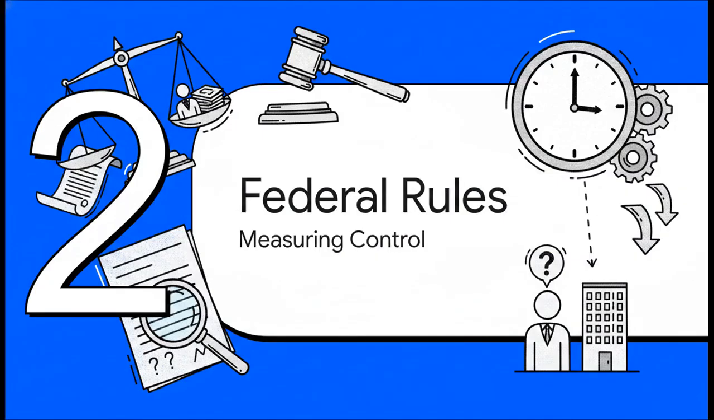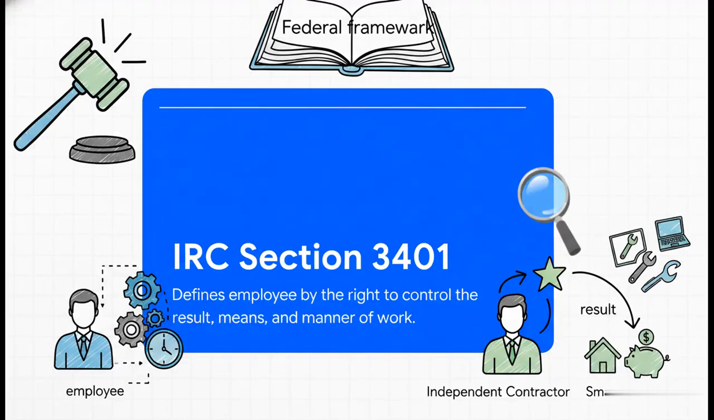Section 2, federal rules, measuring control. Because here's the thing, classification is a fact-based legal determination. It is entirely out of your hands as a mere business preference. To really understand the federal framework, we have to look directly at the code. Internal Revenue Code Section 3401 defines wages and employee for federal income tax withholding. And this statutory framework relies on a very specific common law test, control.